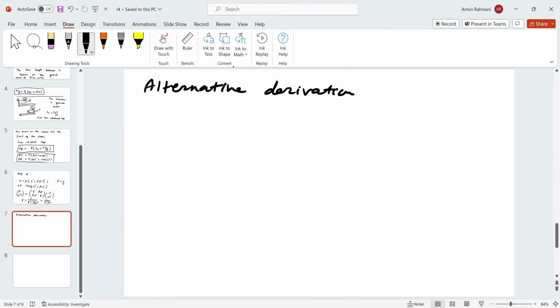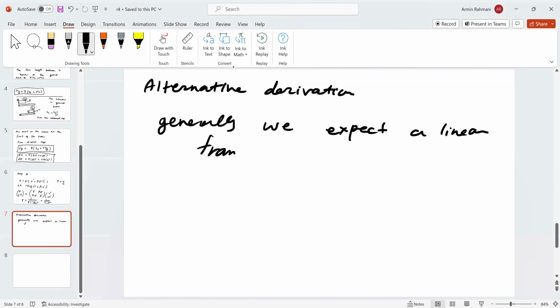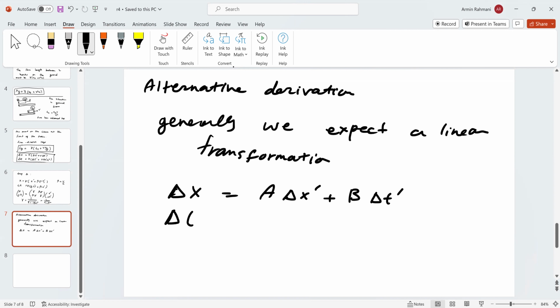Generally, we expect a linear transformation. So we expect in general something like delta x is a delta x prime plus b delta t prime, and delta t is c delta t prime plus d delta x prime, where a, b, c, and d are just constants that can only depend on velocity. So why do we expect that?